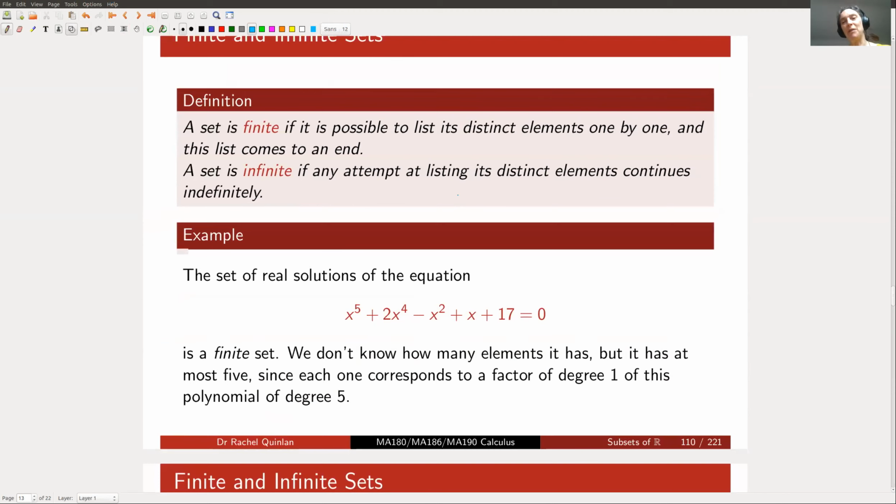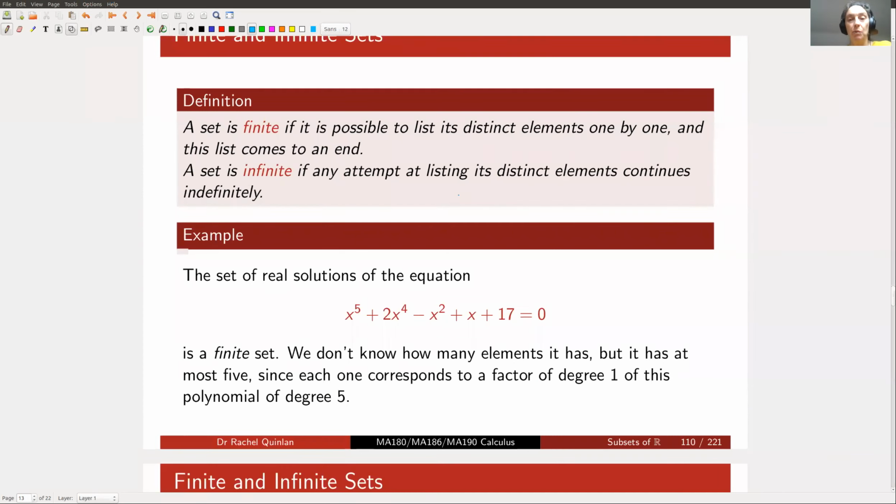Okay, here's just another word. This next example is just a kind of remark, really. Sometimes it's possible to know that a set is finite without knowing how many elements it has. So for example, if you take the set of real solutions to that equation, that's a quintic equation, degree 5, we could say that's a finite set.